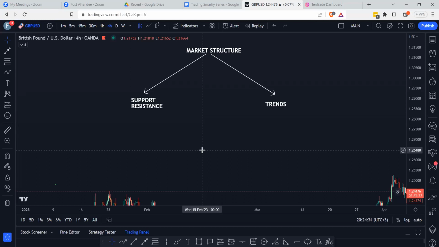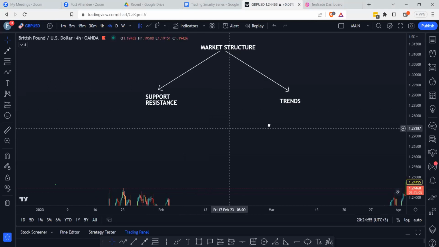Market structure is going to guide you and give you pointers to where you should be buying and where you should be selling. So we look at two concepts tonight. We're going to look at the concept of support and resistance. Also, we're going to look at trends. So let's start from support and resistance.